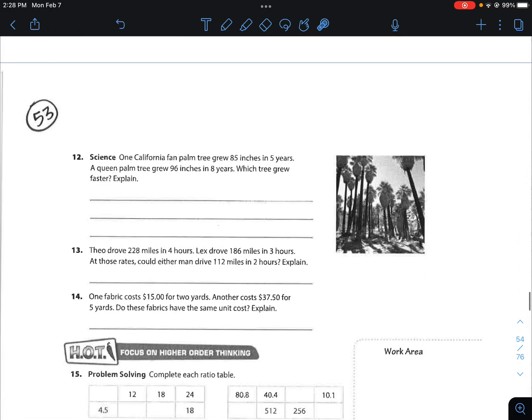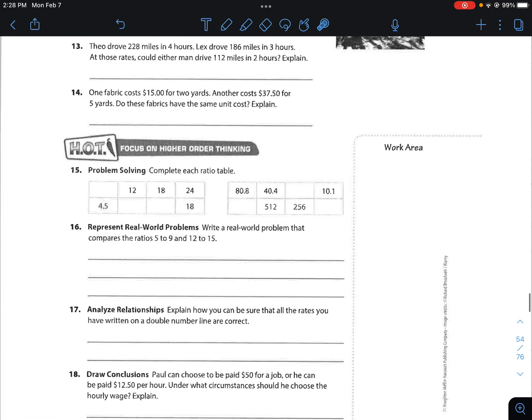Let's do one more. Let's try 15. 15 asks us to complete each ratio table. So this is a little tricky because with both these tables, it's not like you're using simple patterns. Like something to 12 to 18 to 24. What is the pattern here? Do we have a pattern? It looks like I'm increasing by 6, right? So something plus 6 more gets us 12. So that's one way of looking at it.